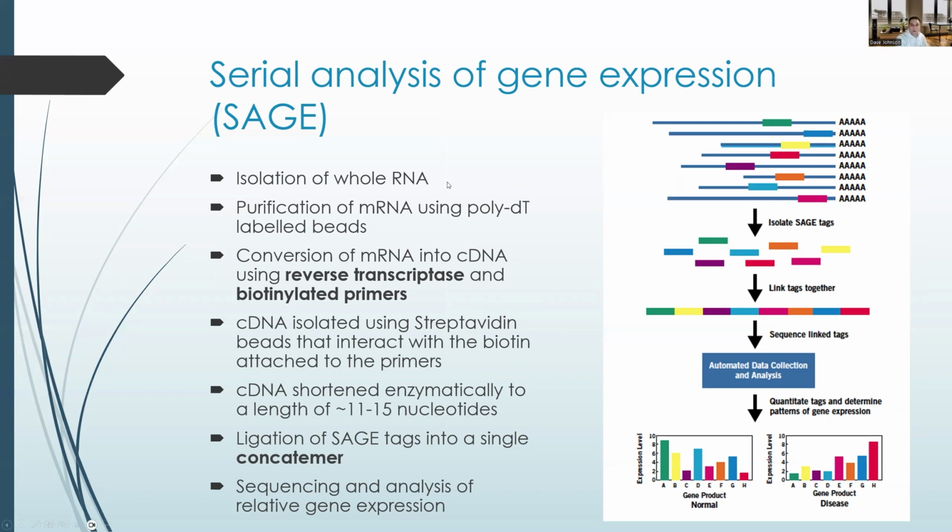You're going to isolate whole RNA from your samples, and then you're going to purify the messenger RNA from that by using either glass or plastic beads that have a poly-dT tag on them. They're chemically modified to have poly-dT. If you recall, mature eukaryotic mRNAs have a poly-A tail at the end. So we use a poly-dT tag because the A's and the T's will hydrogen bond, and then you can pull down just the messenger RNA, whereas the rest of the RNA can be removed from the sample.